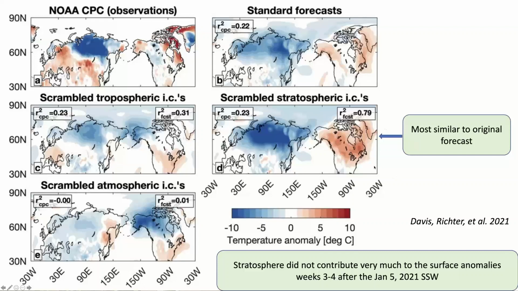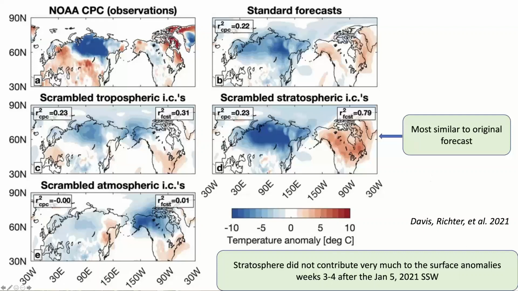So to make the long story short, from what we can tell with our model, with this particular case only, in January 2021, the week 3-4 anomalies that we saw at the surface really did not have all that much to do with the stratosphere. Most of the pattern was set up by the troposphere.